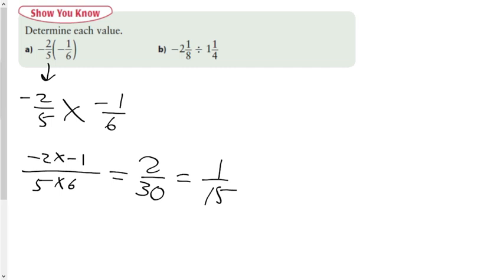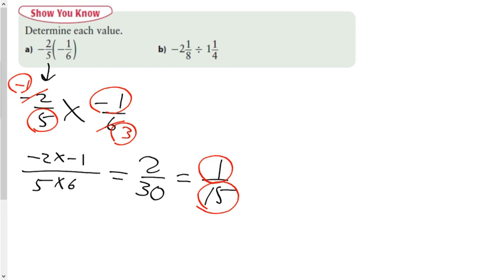But only banana heads don't cross-reduce when they're multiplying two fractions, because it makes your life easier. A negative 2 over 6 is going to become a negative 1 over 3. And the reason we would want to do that is now when we multiply the numerators, a negative 1 times a negative 1 is a positive 1. A positive 5 times a 3 is a 15. So we end up with the same answer of 1/15. We just skipped that whole tedious reduction of a regular fraction.